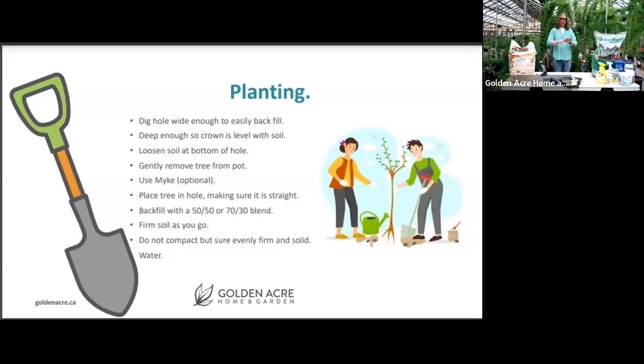Now we go out and we look at our existing trees, and that can be our cotoneaster hedges, our columnar aspens, our apple trees. And we say, okay, what's happening? What's happening in the garden?